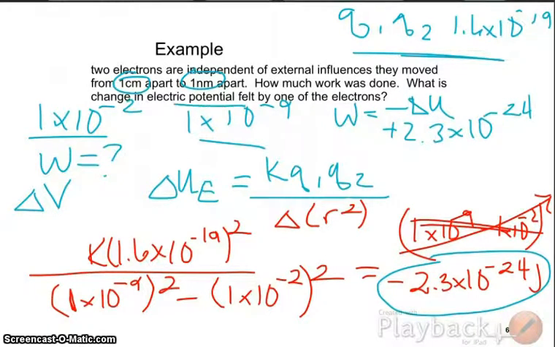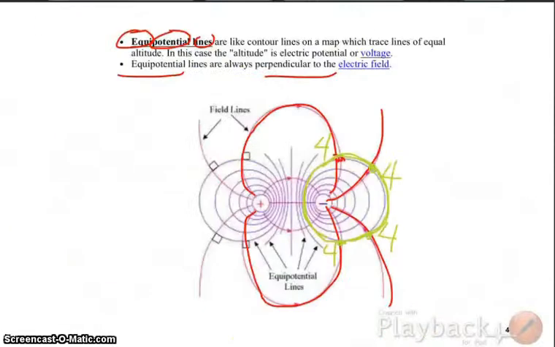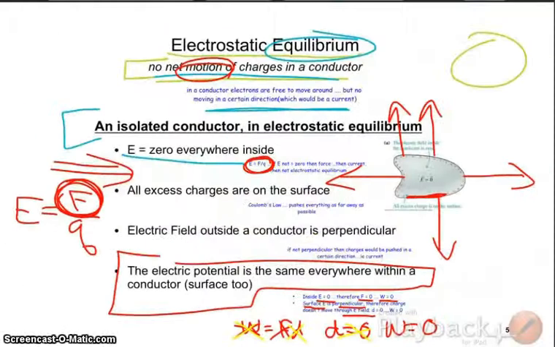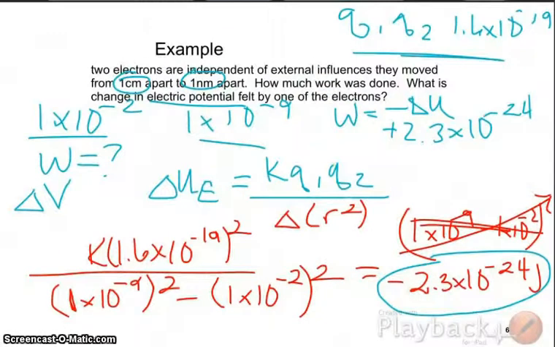And to find the electric potential felt by one, you would need, go back. The electric potential is U divided by Q, which is KQ over R. So V equals KQ over R. I'm not going to work it out. Q is 1.6 times 10 to the negative 19th. R is 1 nanometer. And you can find V.